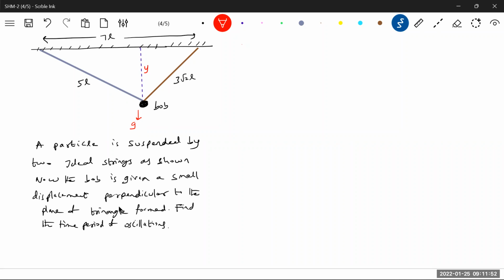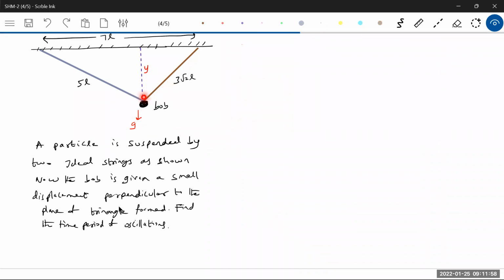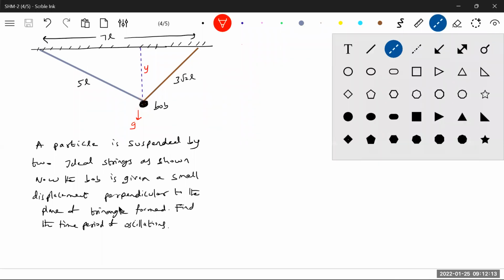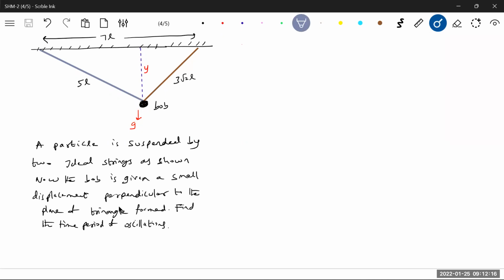Sir, why are you taking the y only? Because the pendulum will not oscillate in this direction. It will oscillate perpendicular to the plane, perpendicular to the screen. I think I'm unable to show the 3D diagram here. It will not be like this. It will be vibrating perpendicular to the plane of the diagram, the plane of the screen.